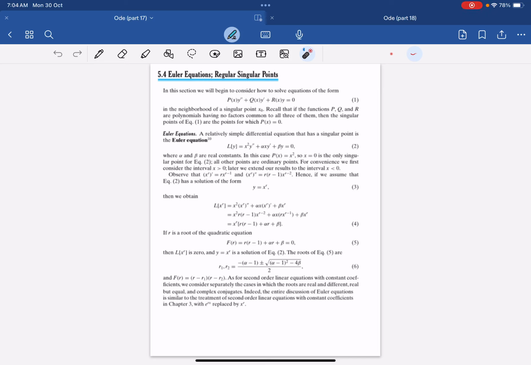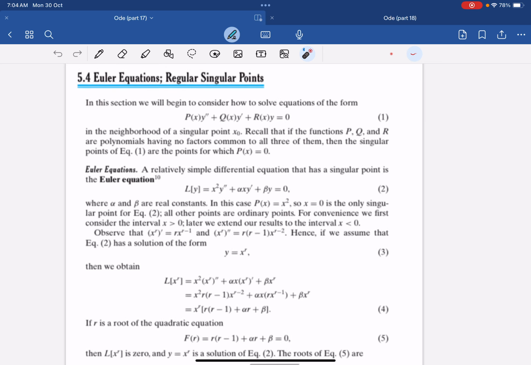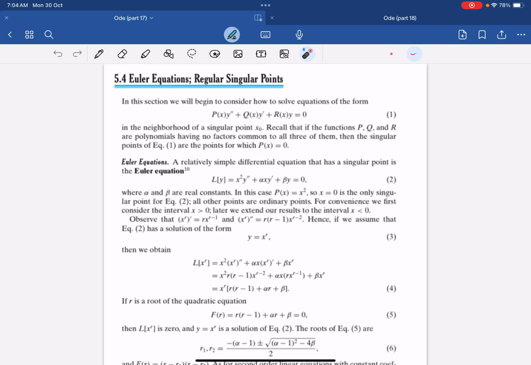Hi, in this video, we'll now talk about what happens to singular points in the context of the Euler equations. In the previous video, we already said what a singular point is. It is a point where capital P is 0, or where the denominator of small p and q is 0, or the points where these functions are not analytic.